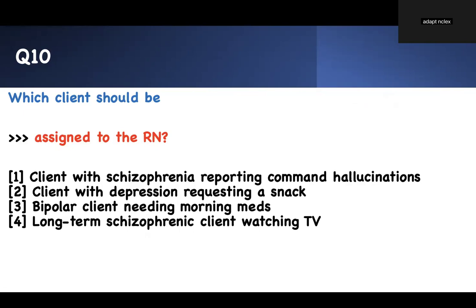What do you think? Put down your answer in the comment and say, RN, which one do they take? Stable or unstable? Of course, you know the answer. Unstable patient, schizophrenia patient with hallucination. That is command. Somebody is telling them to kill somebody or kill themselves. That's bad. Depression, of course, but you want a snack. I can give it to you. Bipolar, he has medication. Of course, we got to take care of it, but this one is in trouble. The schizophrenic patient is long term. He's relaxing, watching TV. Why do you care? We got to give somebody who is what? Reporting command hallucination to the RN.